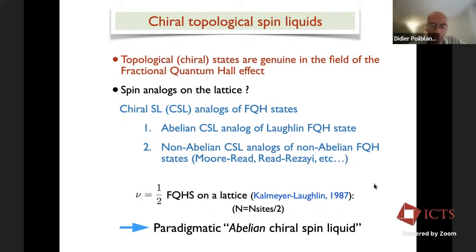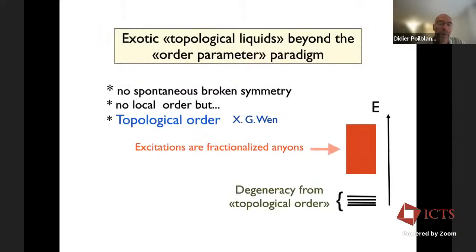A long time ago, there was the first construction of such a chiral spin liquid by Kalmeyer and Laughlin, who started from a simple nu equal 1/2 bosonic version of the Laughlin state and put it on a lattice. It's now believed to be really the paradigmatic abelian chiral spin liquid. These states would be very exotic. They would go beyond the order parameter paradigm, in the sense that they would not show any spontaneous broken symmetry. They would have no local order, which makes them difficult to discover and describe. But they exhibit topological order, which is really the key feature of these states.